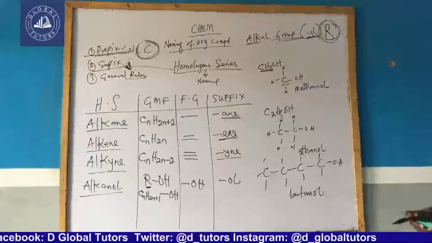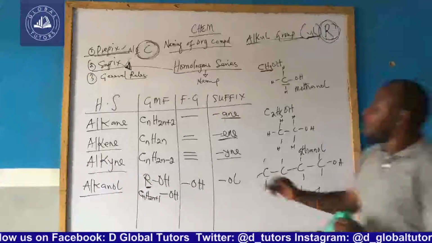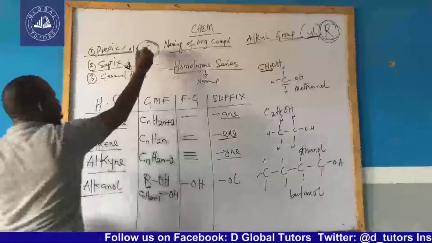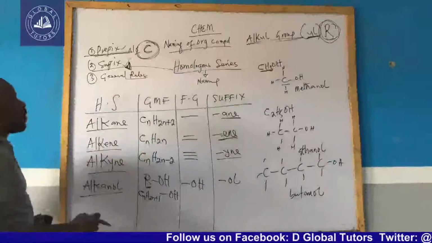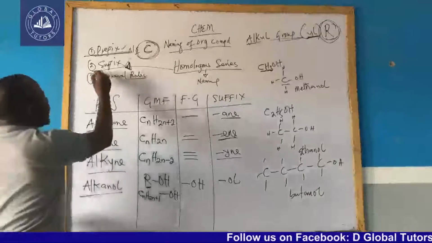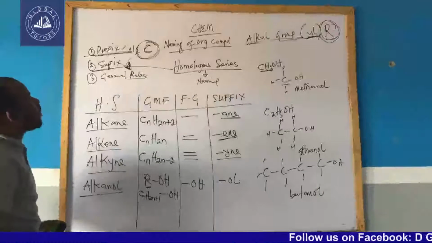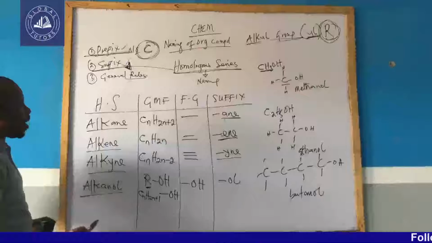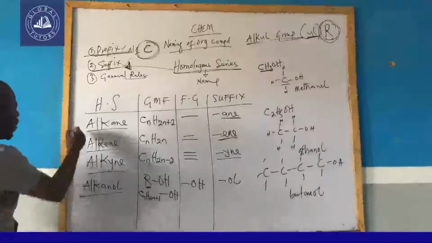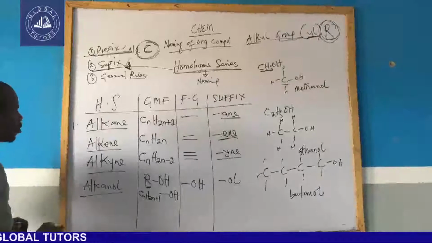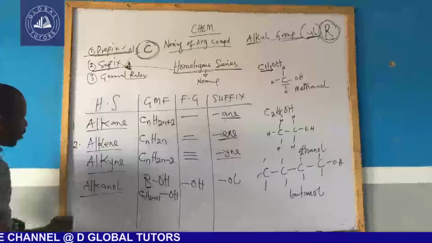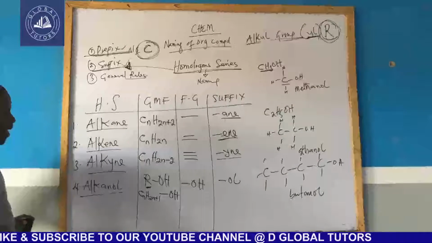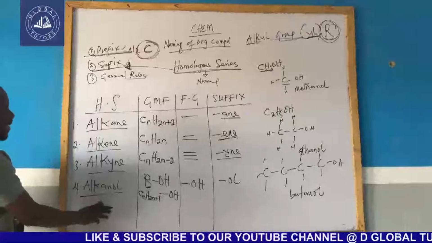So what we have done in today's class is that we have seen the prefix, and the prefix is determined by the number of carbons. I gave you a table for carbon 1 to 10. Then we have looked at the suffix, and I said the suffix is determined by the homologous series to which a compound belongs. In today's class, we have been able to look at the alkane homologous series, the alkene, the alkyne, and the alkanol. I will pick it up from here in the next class.